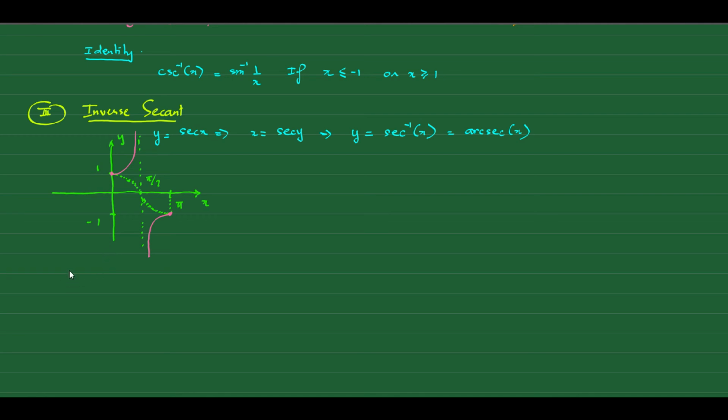So the domain over here, you go from 0, 0 included, to pi over 2 not included, union pi over 2 to pi included. Pi over 2 is not included because it's an asymptote. And the range goes from negative infinity to negative 1 included, union 1 to positive infinity. Okay.